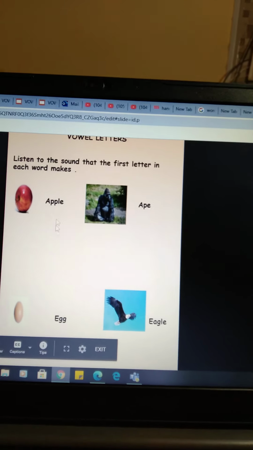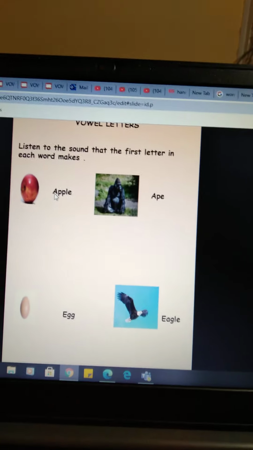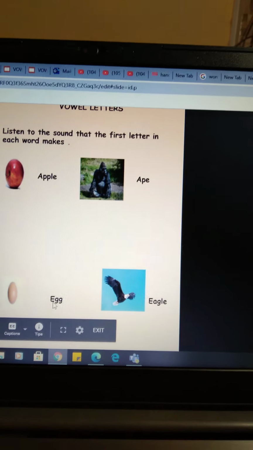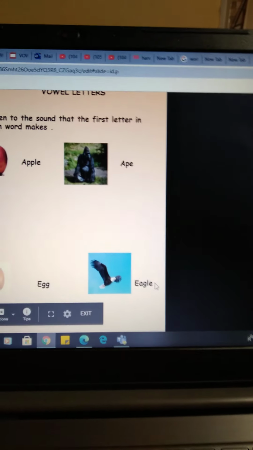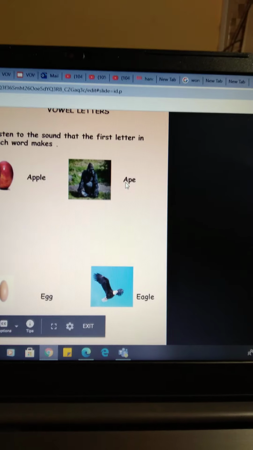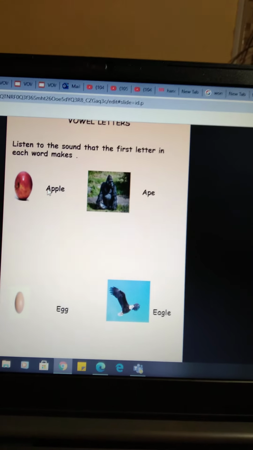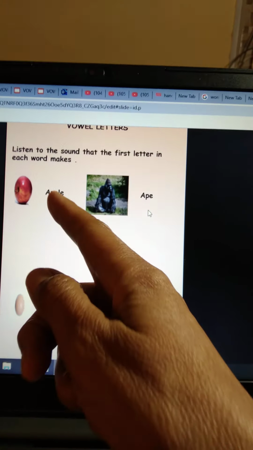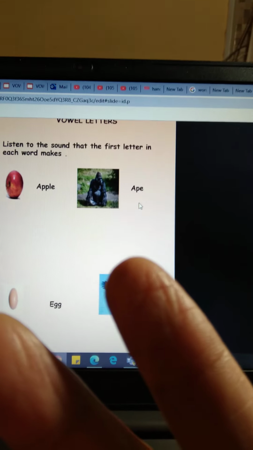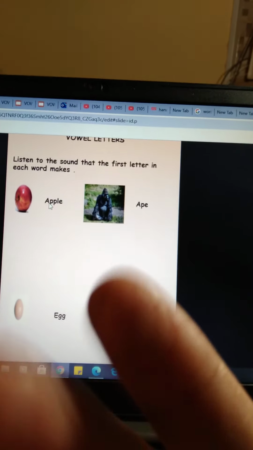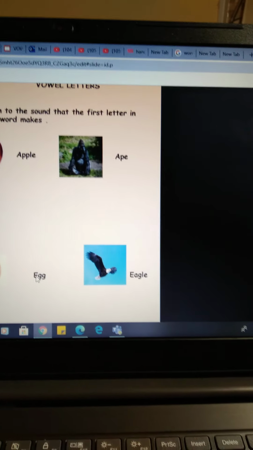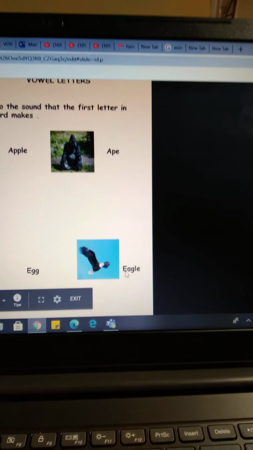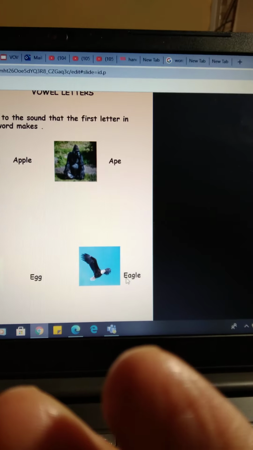Okay? So what I'm noticing is that sometimes these letters make more than one sound. The E is saying its sound as in egg, and the E is saying E in eagle. The A is saying its sound in apple, and the A is saying A in ape. How many sounds is that? Is it just one or two? Yes, this letter can make two sounds, and this letter here can also make two sounds. So the E also can make two sounds.